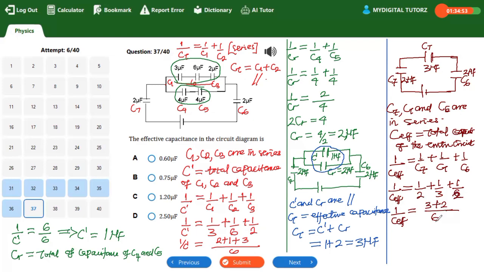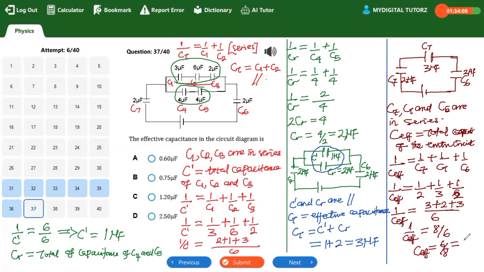So 2 here is 3, 3 times 1 is 3. 3 here is 2, 2 times 1 is 2. Plus 2 here is 3, 3 times 1 gives us 3. So I have 1 over C effective equal to 8 all over 6. When you cross multiply and make C effective the subject of the formula, we have C effective equal to 6 divided by 8. When you press your calculator, 6 divided by 8 should give us 0.75.